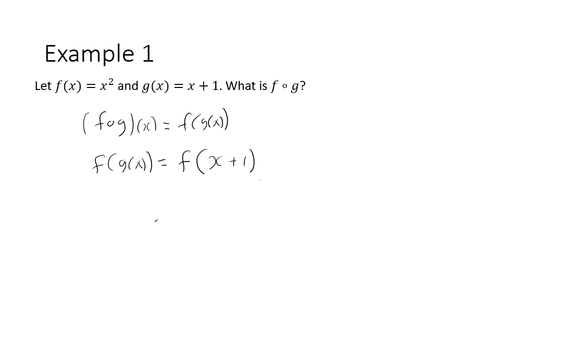Instead of g of x, we substitute what g of x is. G of x is x plus 1. We substitute that. And let's just remember that f of x is equal to x squared, where this x is the input. This is x here, this is x here.